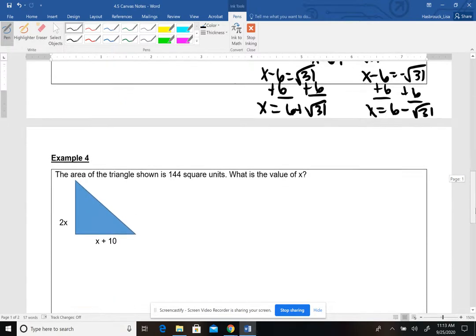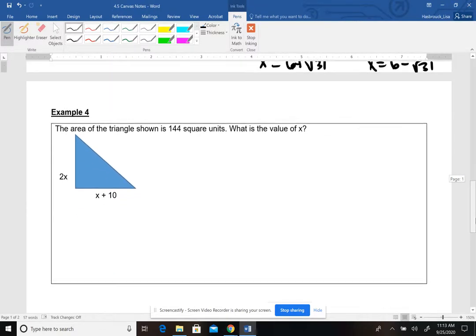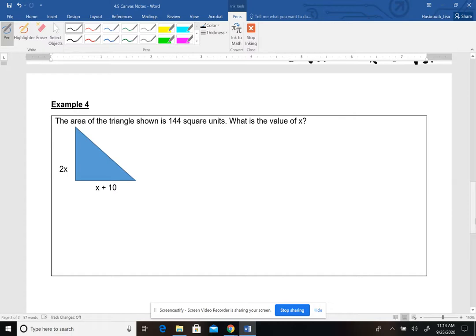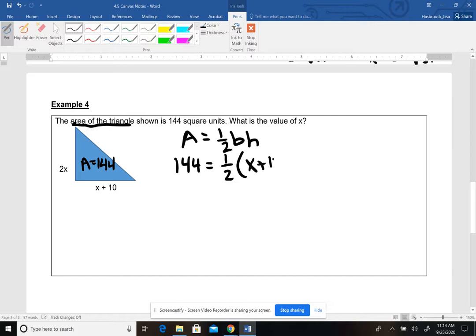For the last example, we have a triangle, and it says the area of the triangle shown is 144 square units. What is the value of x? So they told us area equals 144. Since we're talking about area, we're going to use the formula for area of a triangle. Area equals 1/2 times base times height. I replace A with what they gave me, 144, equals 1/2 times, my base is the x plus 10, and my height is the 2x.